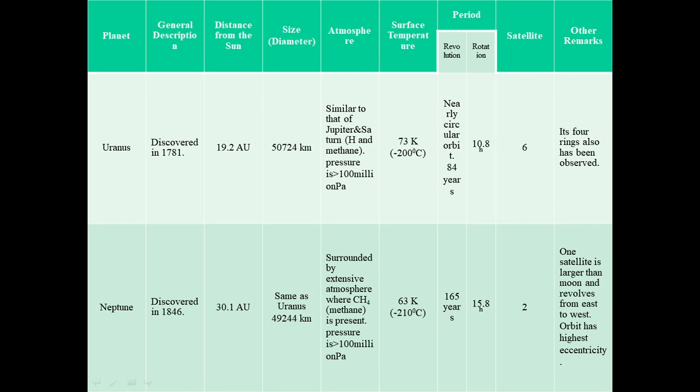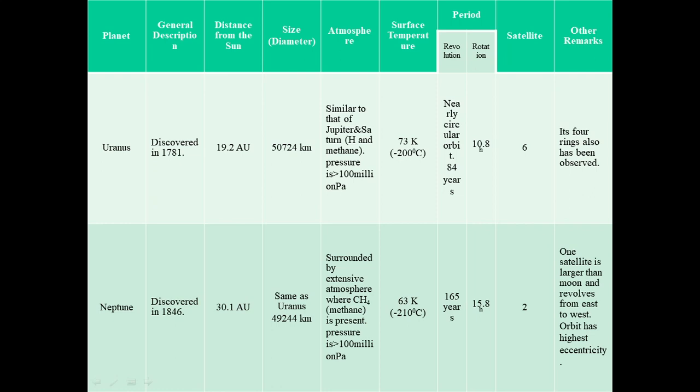Now the last planet is Neptune. It was discovered in 1846, at a distance of 30.1 astronomical units from the Sun, and the diameter is almost the same as that of Uranus. It is 49,244 kilometers. Regarding the atmosphere, it is surrounded by an extensive atmosphere where methane is present. Its atmospheric pressure is again a little greater than 100 million pascals.